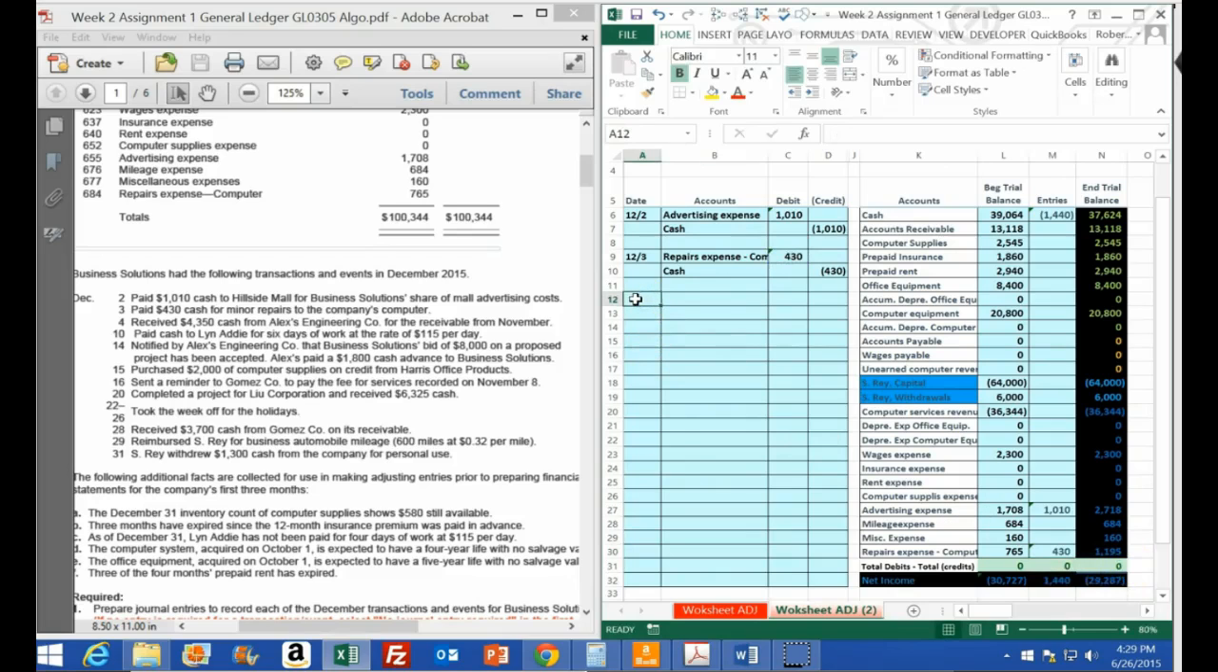Then we're going to go to 12.4. Received $4,350 cash from Alex's engineering company for the receivable from November. So is cash affected? Yes, in this case we received cash. So we got more cash. Cash is a debit balance. We need to make it go up this time.